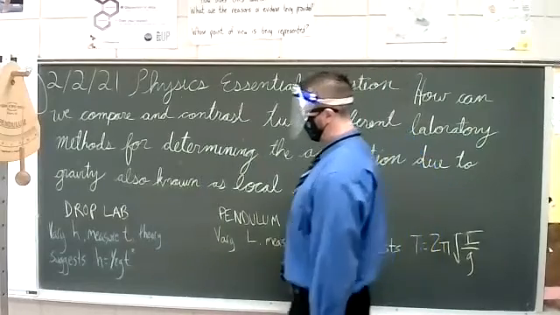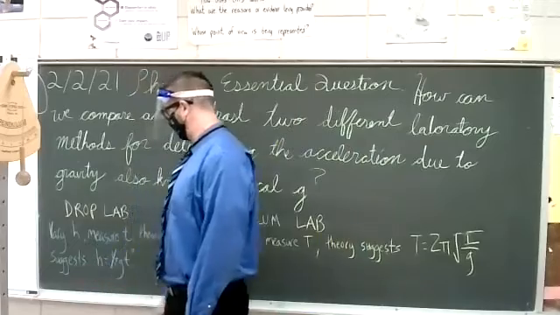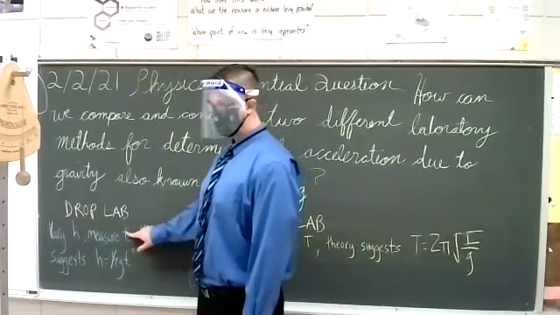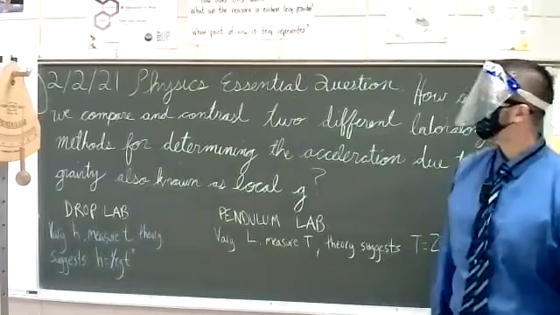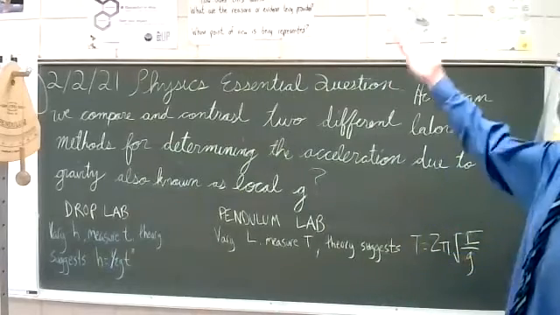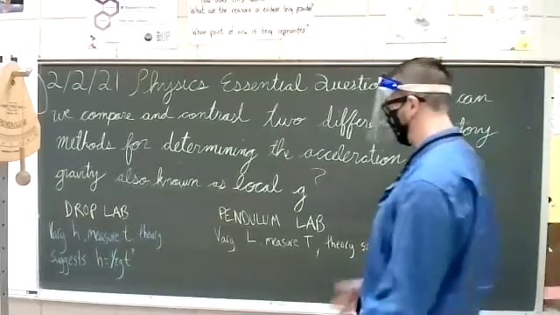So the drop lab, we're going to vary the height that we're allowing an object to fall, and we're going to time how long it takes to fall that distance. It should maybe make intuitive sense to you that the higher up something is, the more time it's going to take to fall. Okay, so we can use the relationship between those things.